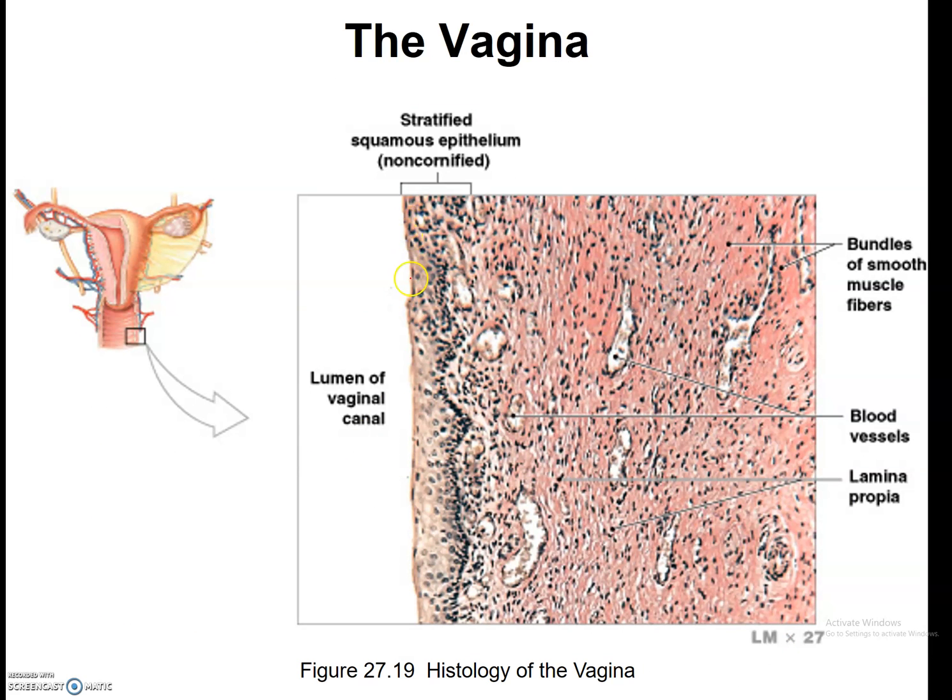So here's the lumen of the vaginal canal right here. Remember, lumen means kind of the tube, right? Here's our stratified squamous epithelium. It's non-cornified. In other words, it's not very hard, right? It's not like thick, super thick tissue. Bundles of smooth muscle fibers, lots of blood vessels, and lamina propria.